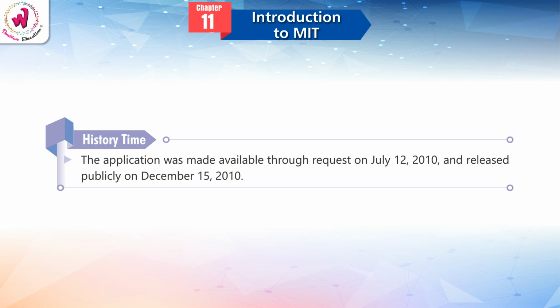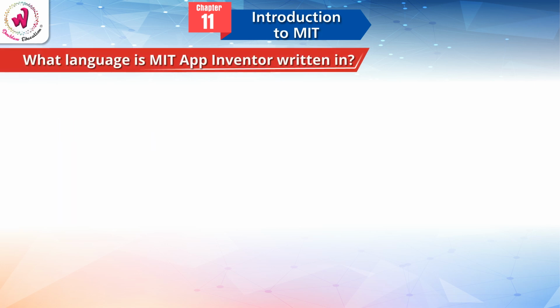History time. The application was made available through request on July 12, 2010 and released publicly on December 15, 2010. What language is MIT App Inventor written in?